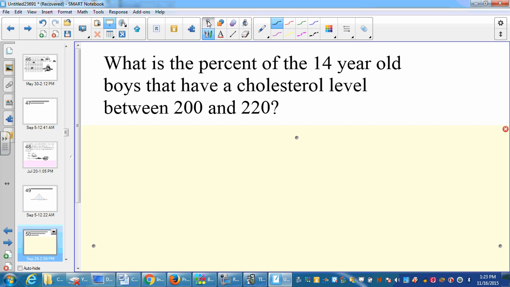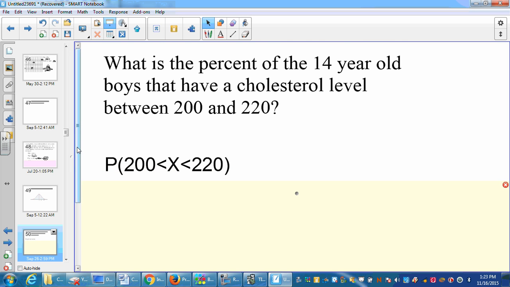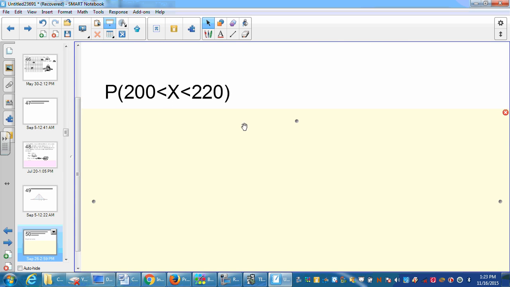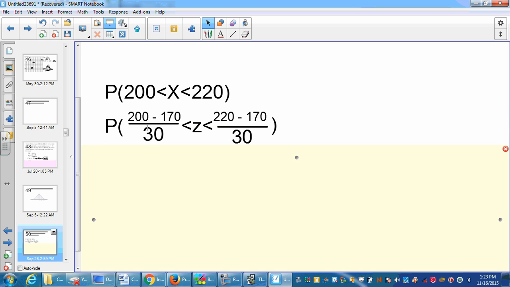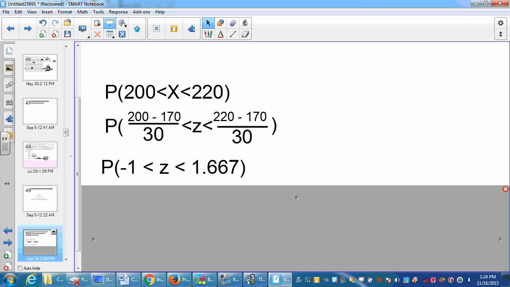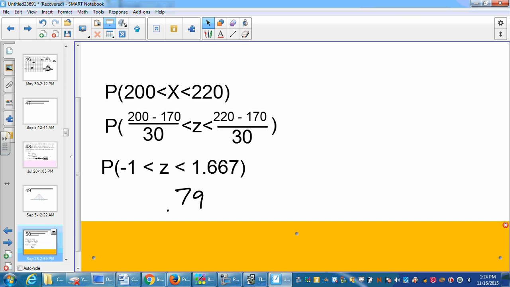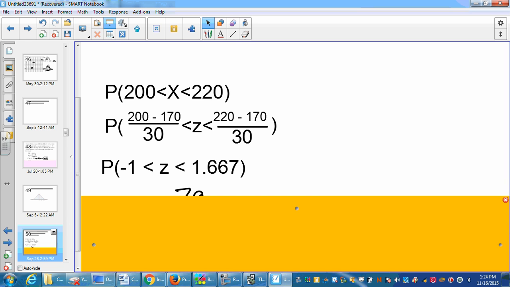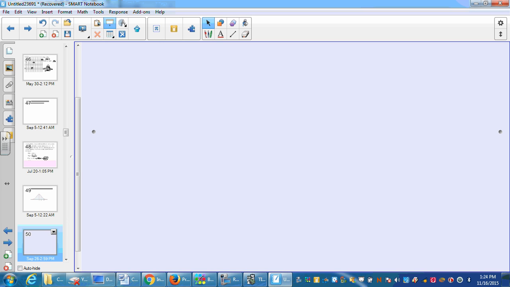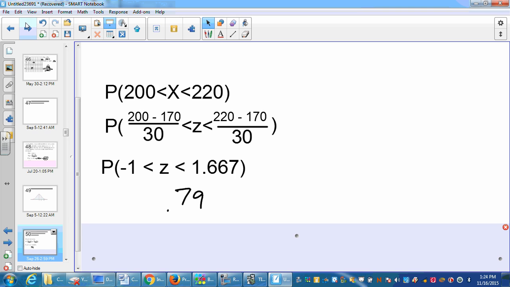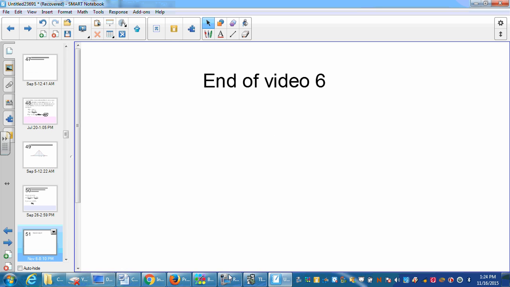Now what percent of the values of 14-year-old boys have a cholesterol level between 200 and 220? How AP would love us to write this out would say, what's the probability our x value is between 200 and 220? Then we would find a z-score for each of those values, which when we divide it out is between -1 and 1.67. So now once we have that, we do the same thing we did before, and hopefully you find 0.79. All right, so that's the end of our video. Good luck.